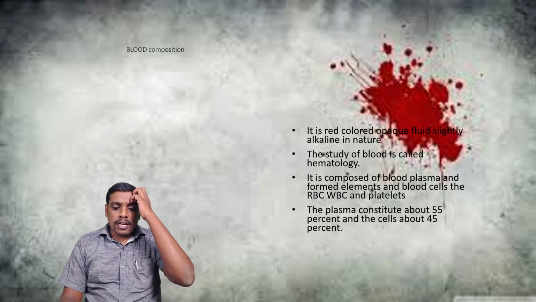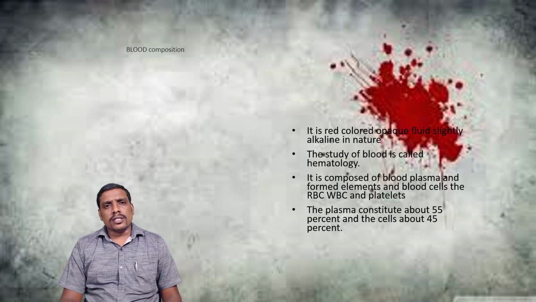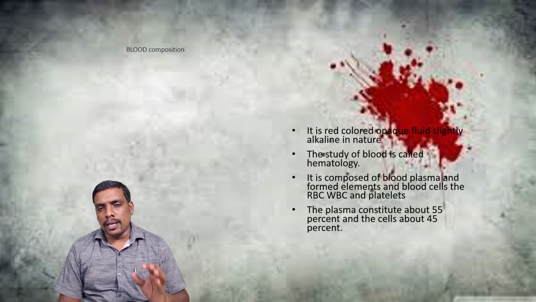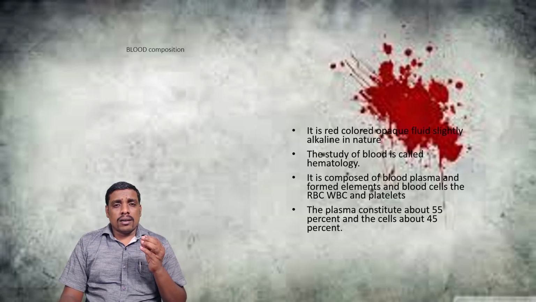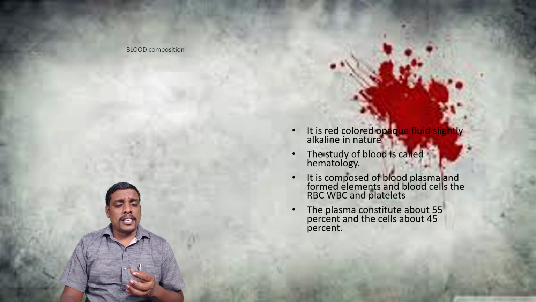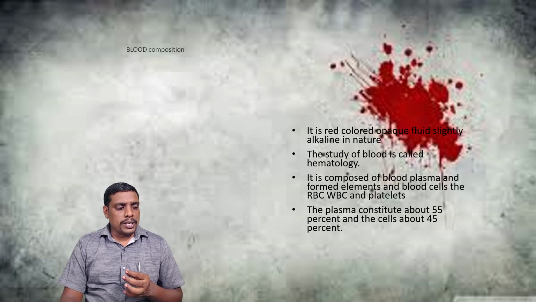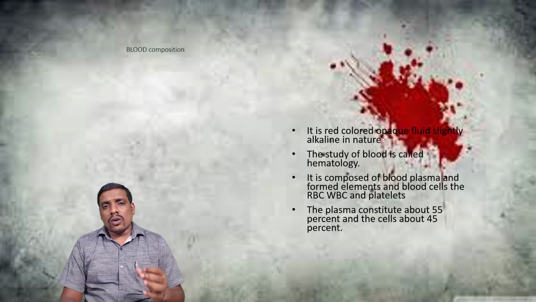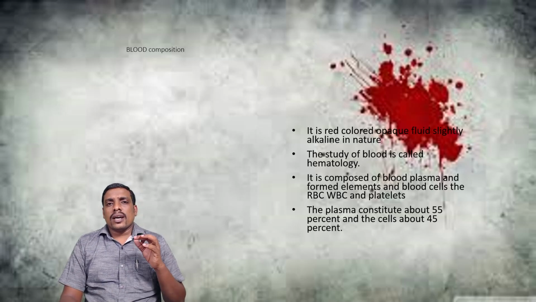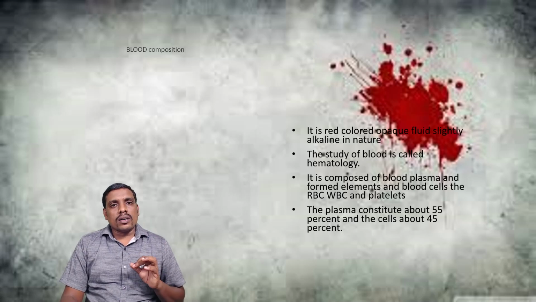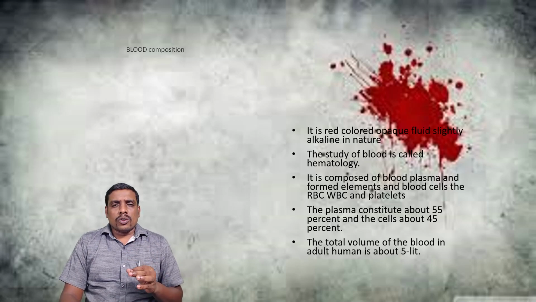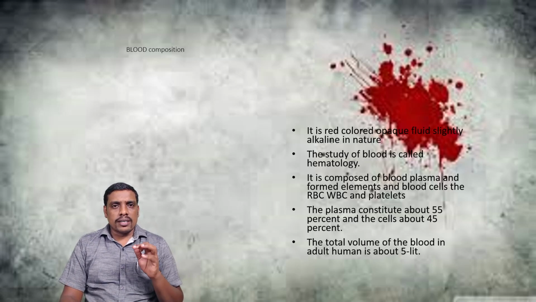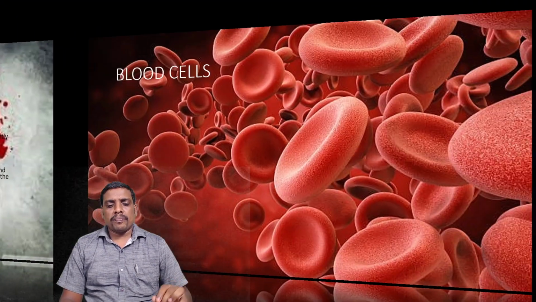Now, plasma constitutes about 55% of the blood. The remaining 45% contains formed elements, which are nothing but the cells. All cells like red blood cells, white blood cells and platelets are formed elements. Now, the blood contains inorganic salts and organic salts. What are inorganic salts? What are organic salts? Let us find out. The total volume of the blood in our body is about 5 liters.